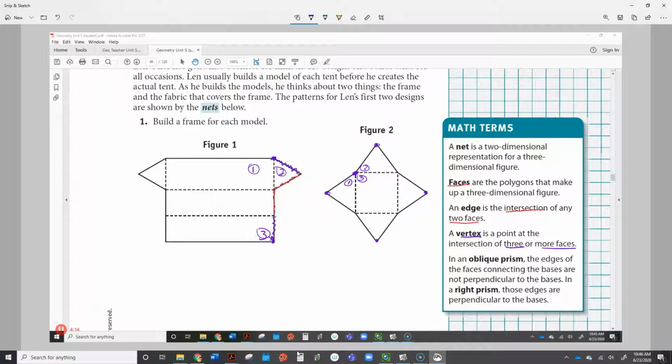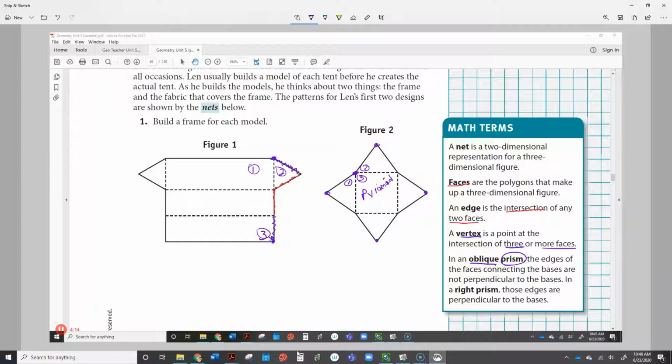Okay, there's the difference between an oblique prism, and we're using the word prism right here. Remember, a prism is one that has two congruent and parallel faces. This is a pyramid. It doesn't have that other base. There's only one square. It would need another square up at the top to be a prism.